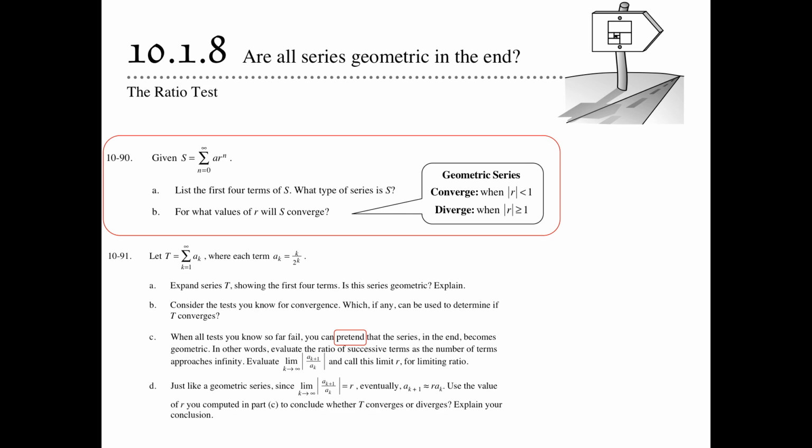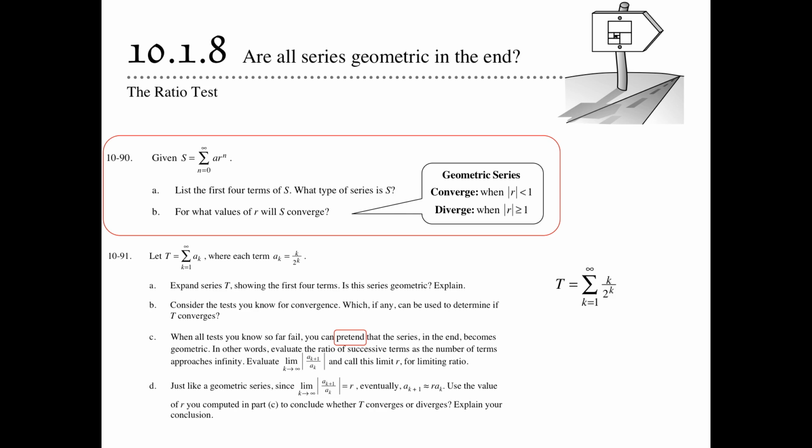Now, problem 10-91 has students explore a series T, which is an infinite series for k over 2 to the k. Not only is T not geometric, but none of the 6 tests that students know at this point will be able to prove whether T converges or diverges.